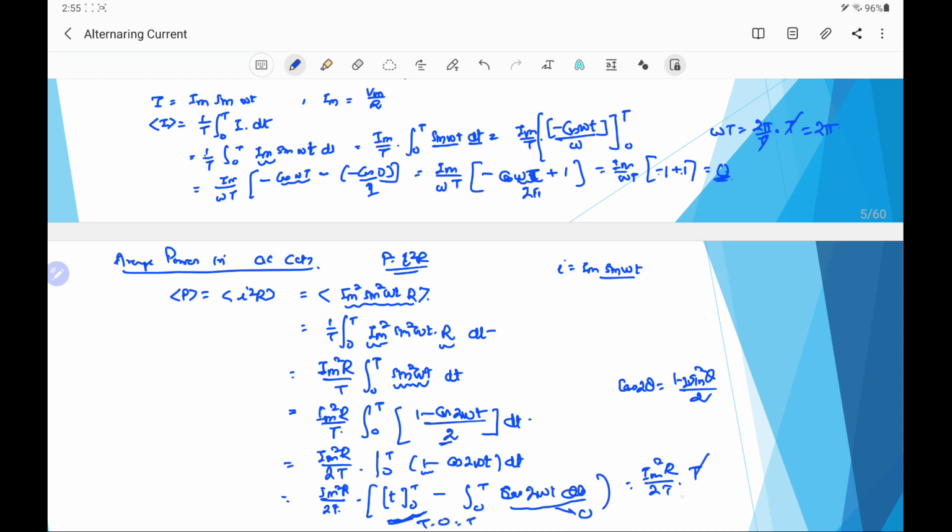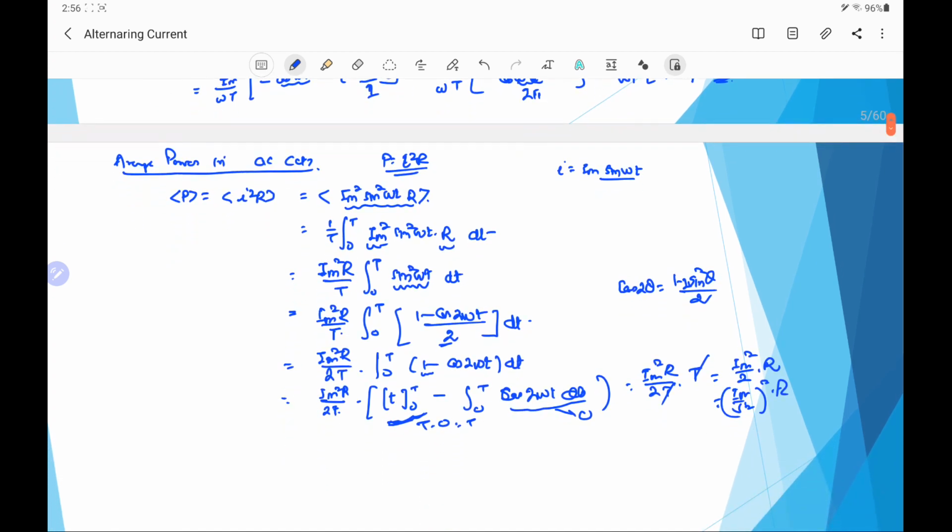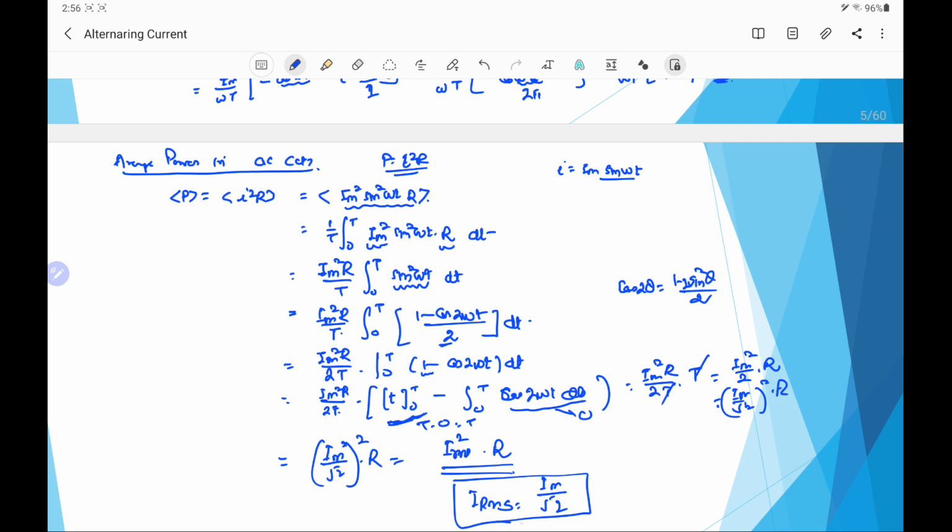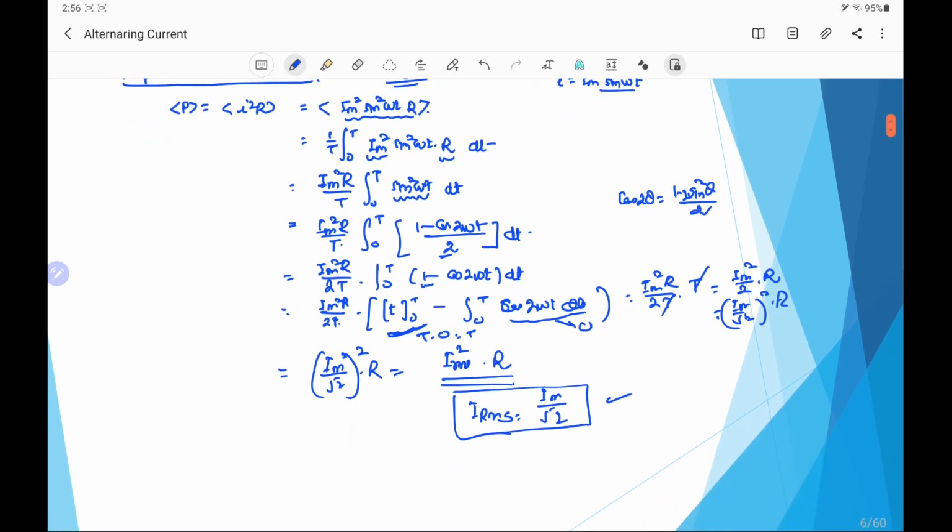So this T and T get cancelled, and it is equal to Im square by 2 into R. This Im square by 2 can be written as Im by root 2 whole square into R. It can be written as I RMS square into R. Here I RMS is the root mean square value of the current, and it is equal to the peak value divided by root 2.